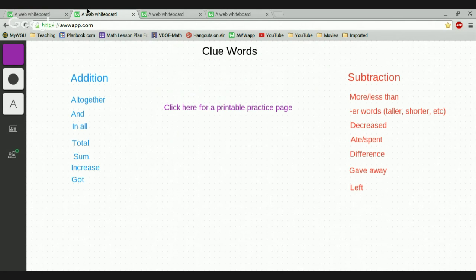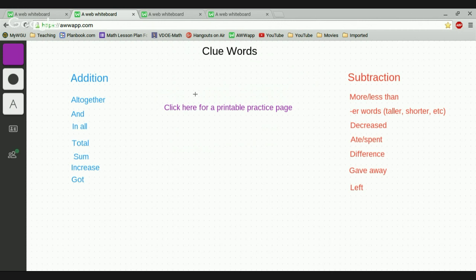So there are some clue words for both addition and subtraction. When we get to multiplication and division, we'll do another word problem video. Right here where it said click here for printable practice page, there is a page that I found on the internet that you can print out for extra practice. I will also put a link to that in the description of the video, but if you're watching on a computer, you can just click there and it'll take you right to that page.